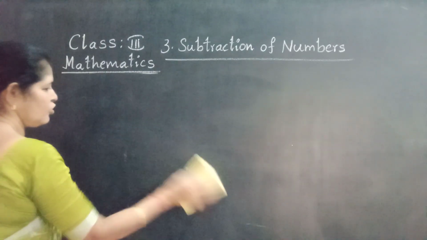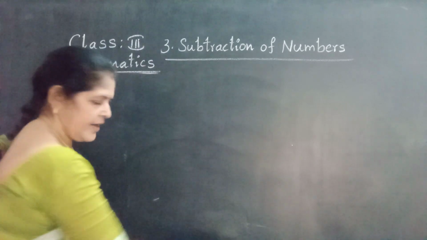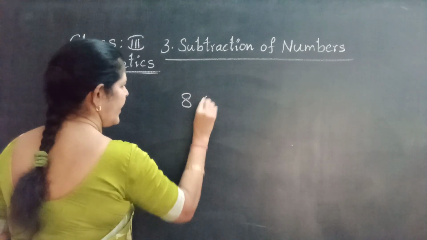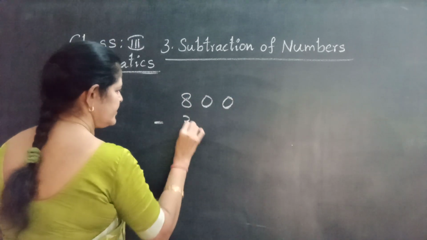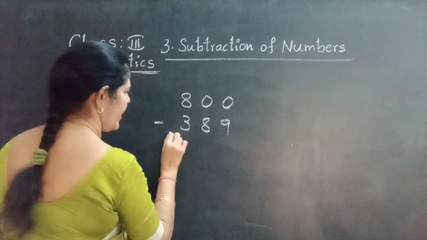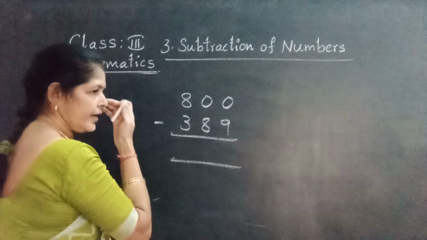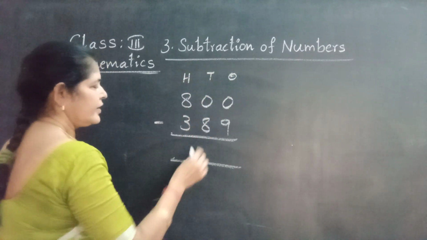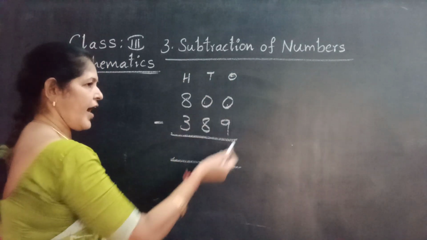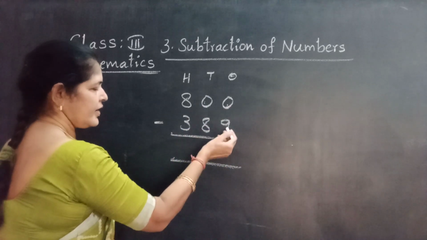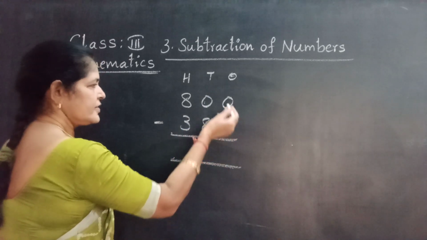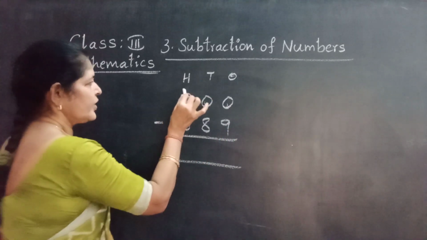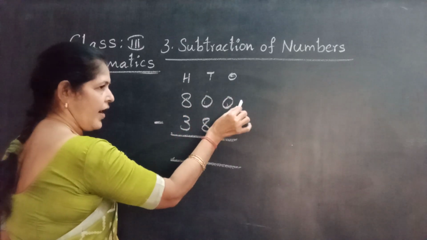By practicing you get perfection. Okay, practice in rough notes or homework book. 800 minus 389. Start from ones, tens, hundreds. Here ones and tens both have zeros. A number cannot be subtracted from 0. 0 is less than the number. Then we use the concept from hundreds to tens, tens to ones.